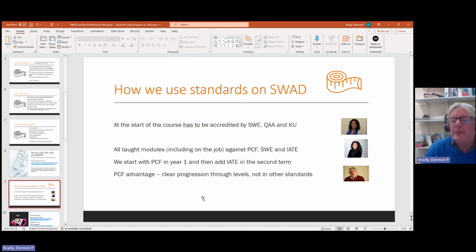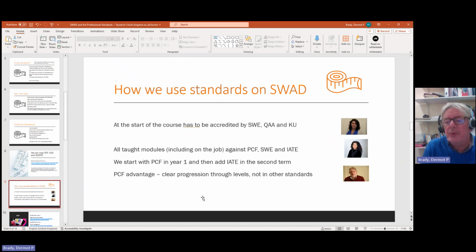So what kind of landscape again? Sorry for using that slightly unfortunate term, but nonetheless, how do we use standards on the apprenticeship program? Well, the course itself has to be accredited by Social Work England, the QAA, and Kingston University. So there's a whole series of processes that it goes through with standards mapping all over the place.